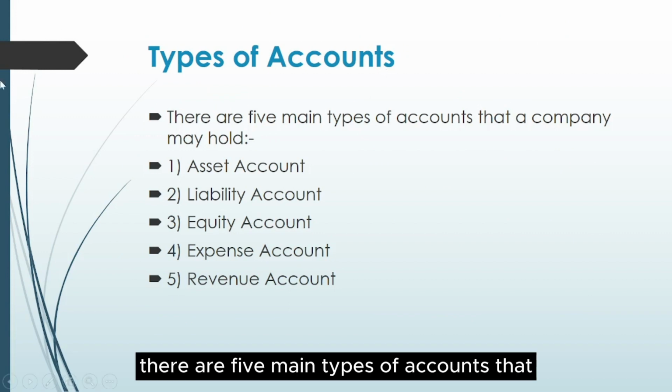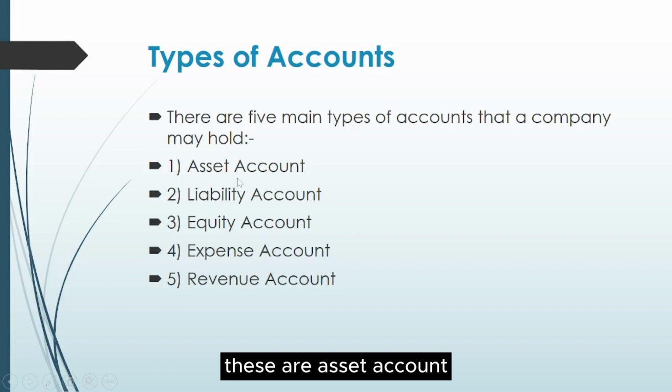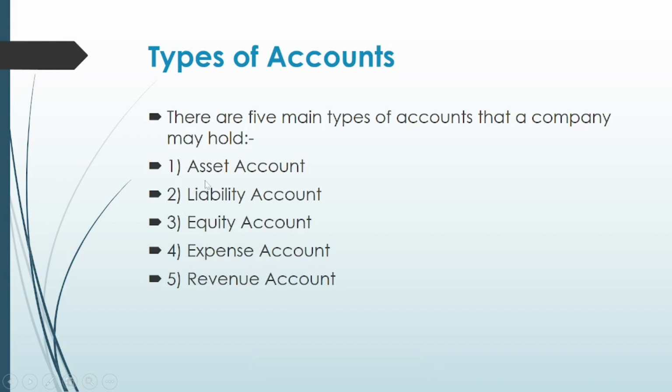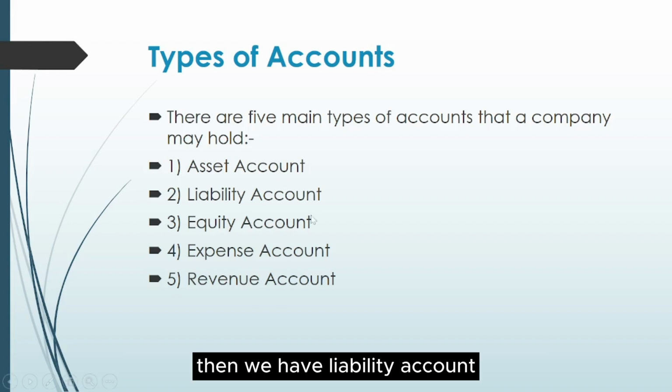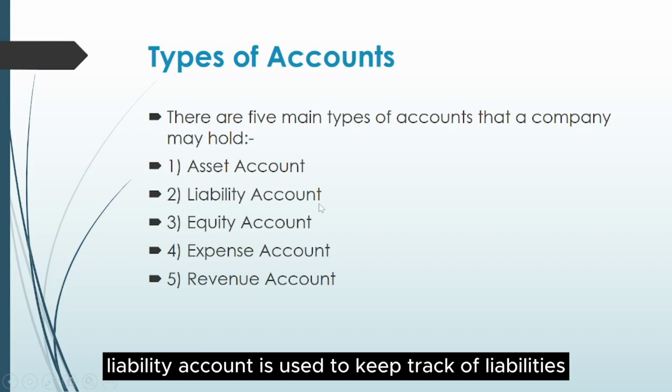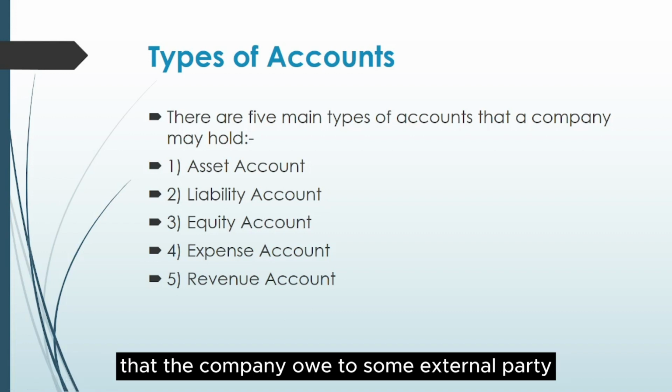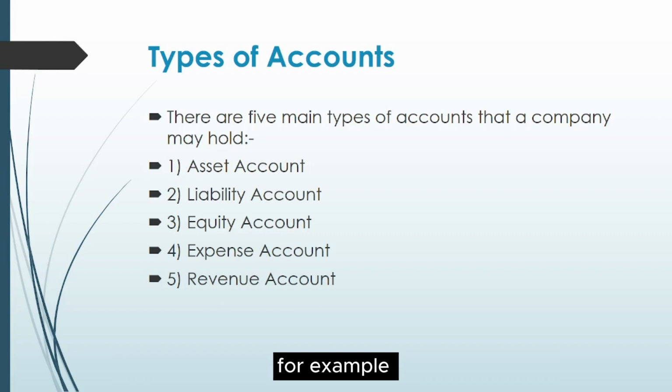Now let's discuss types of accounts a company may hold. There are five main types of accounts that a company may hold. These are asset account, liability account, equity account, expense account, revenue account. Asset accounts keep track of assets that a company can hold. For example, a company can have cash, a building, goods. Then we have liability account. Liability account is used to keep track of liabilities that a company owes to some external party. For example, these can be loans, outstanding payments, etc.